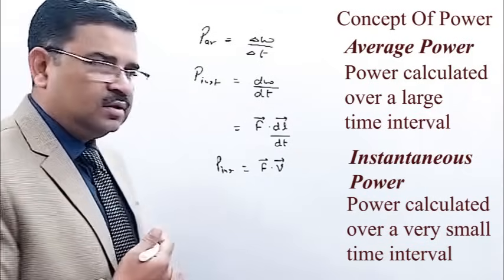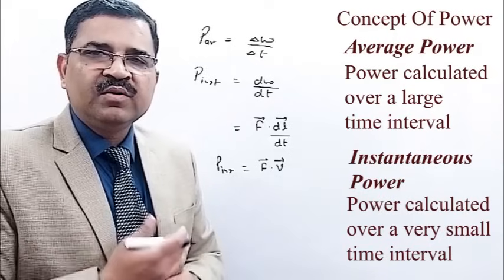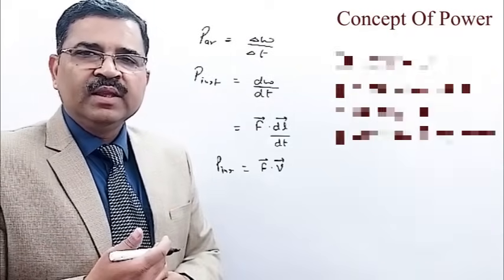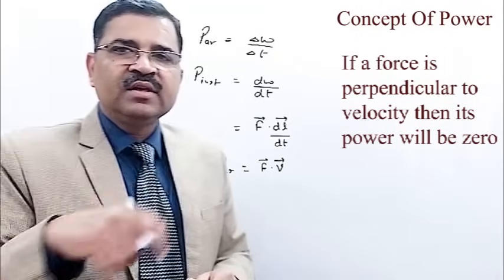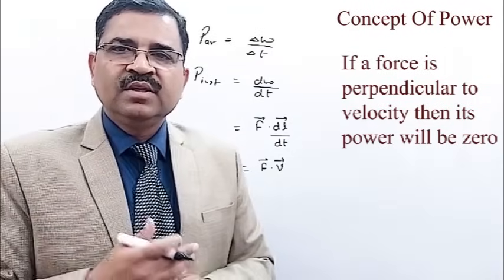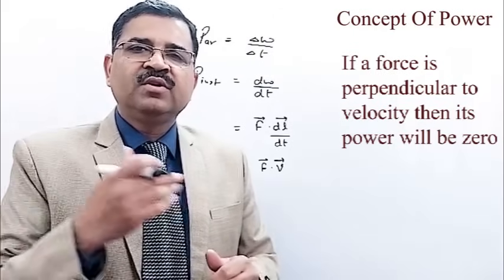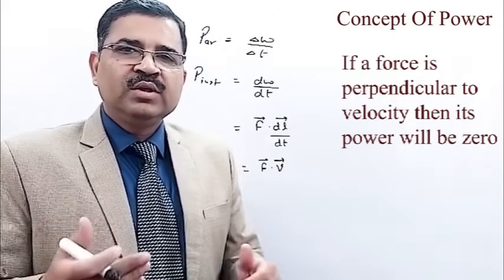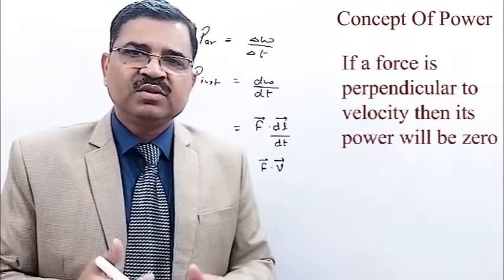So if the force is perpendicular to velocity, the instantaneous power supplied by the force will be zero. And the example of this is the centripetal force. When a body moves in a circle, its velocity is tangential to the circle, whereas the centripetal force is towards the center of the circle along the radius. So the angle between the force and velocity is 90 degree, and therefore the instantaneous power supplied by the centripetal force is always 0.